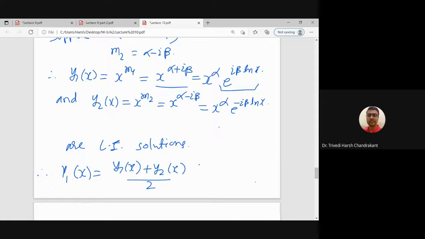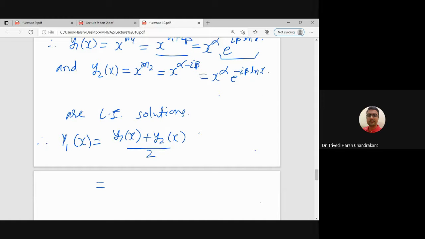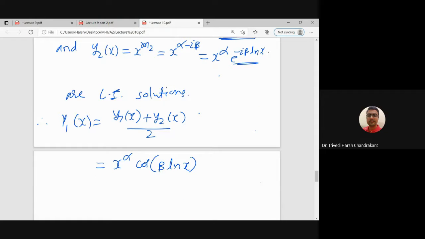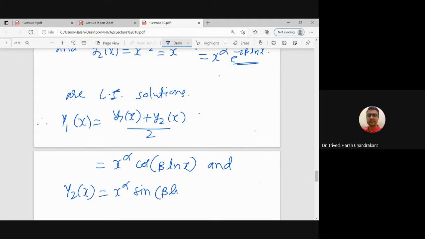So that turns out to be x power alpha times cosine. Real part is cosine. Real part of this, and this is cosine plus the second complex term, x power alpha sine term. That is the complex part.